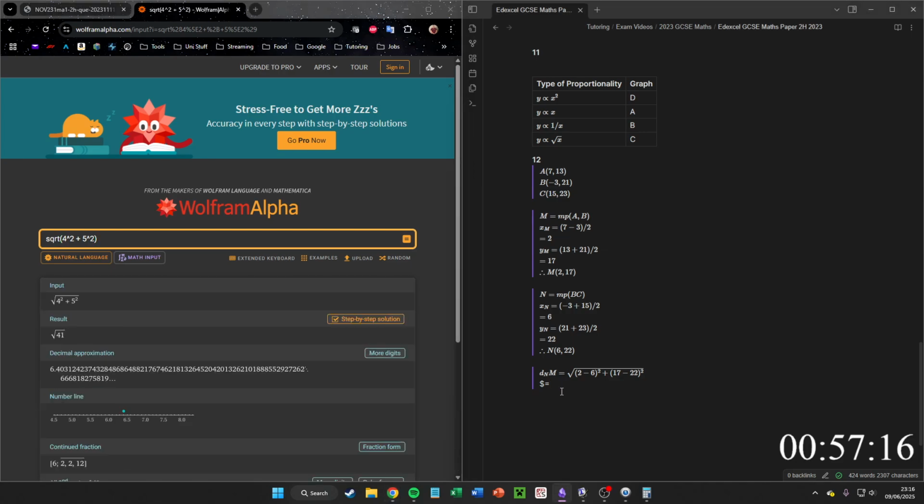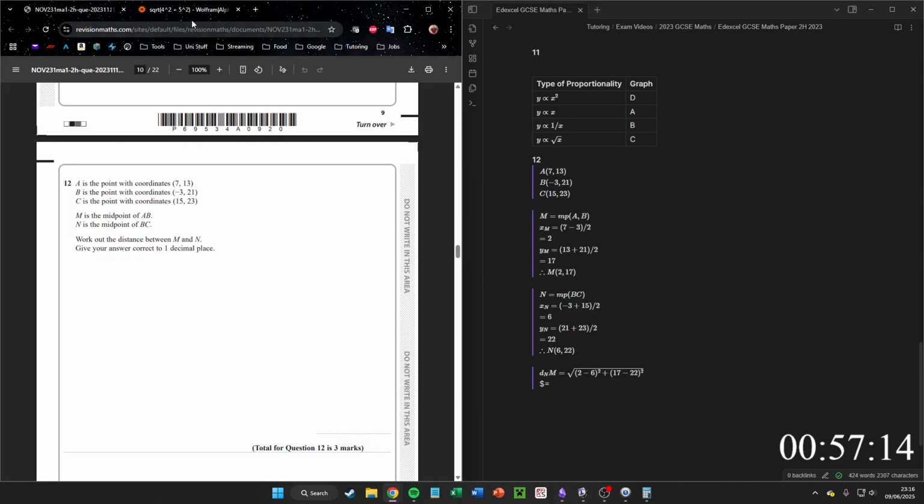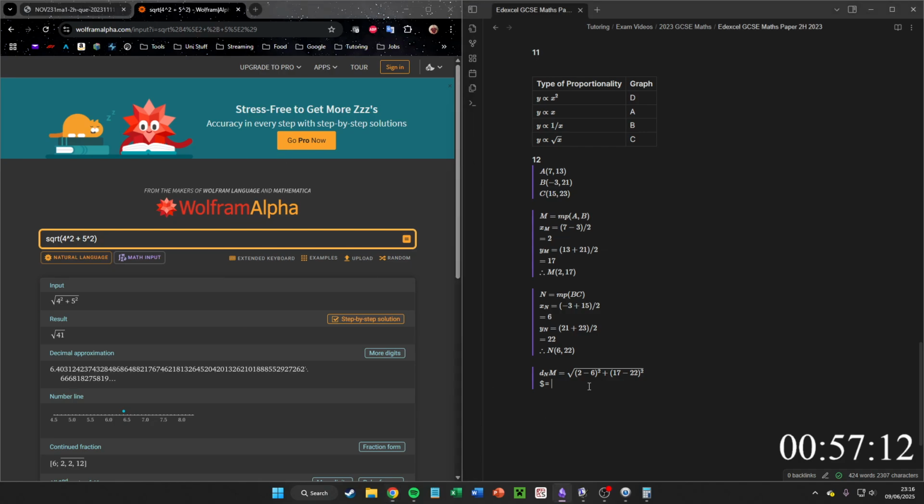And so we get, was the distance to be given to 1 decimal place? The distance then is square root of 41, or 6.403. And I'm going to say then, put it in brackets for final answer, is approximately equal to 6.4, and that's to 1 decimal place. Oh, did not mean to put an extra sign in there. There we go. Okay.